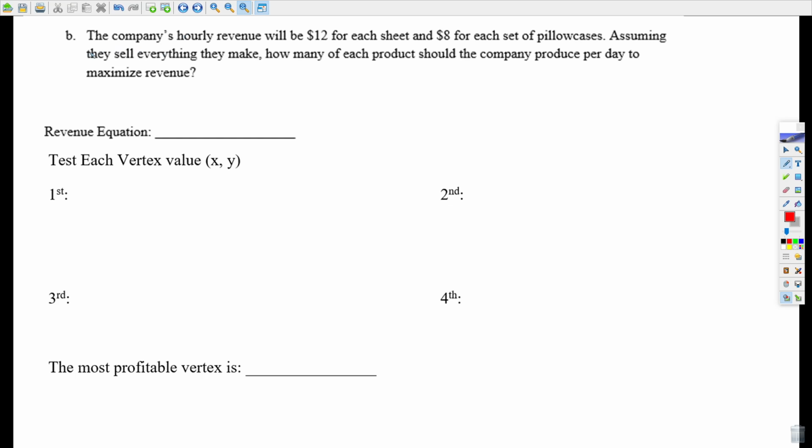All right, part B. The company's hourly revenue is $12 for each bedsheet, $8 for each pillowcase. Assuming they sell everything they make, how many of each product should the company produce per day to maximize the revenue? The only way you can figure out to maximize the revenue is by testing the vertices around the feasible region. First, they actually gave us an equation to use. The revenue equation is how much money they're going to make. So I'm just going to say P equals profit.